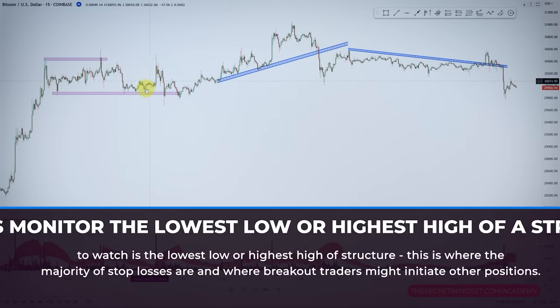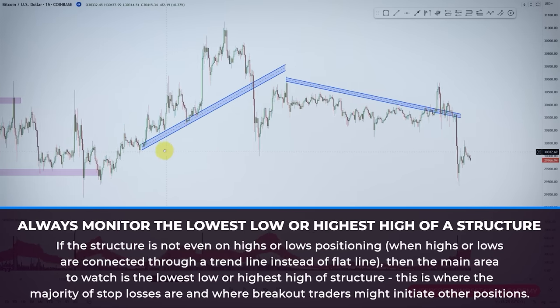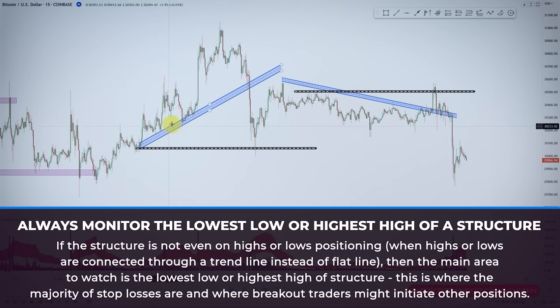And always monitor the lowest low or the highest high of a structure. If the structure is not even on highs or lows, for example, when highs or lows are connected by a trend line instead of a flat line, then the main area to watch is the lowest low or the highest high of the structure, because this is where the majority of stop losses will sit and where breakout traders might initiate other positions.